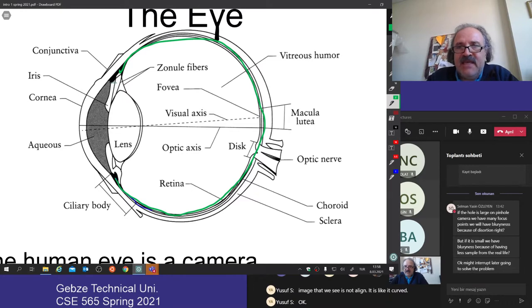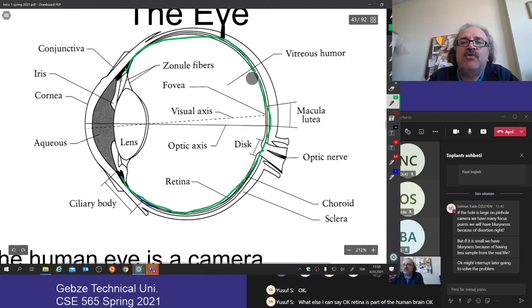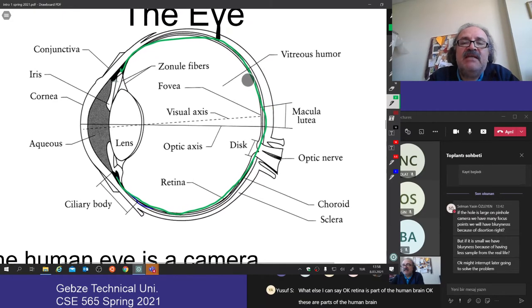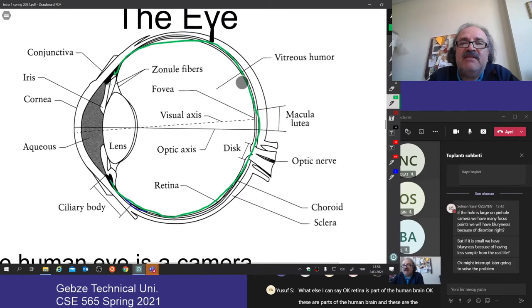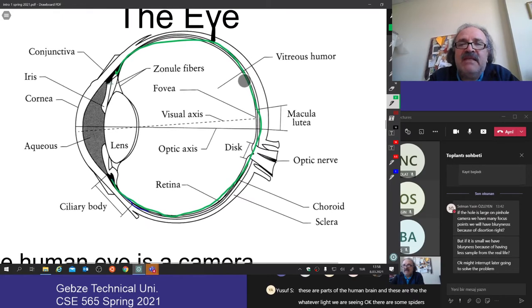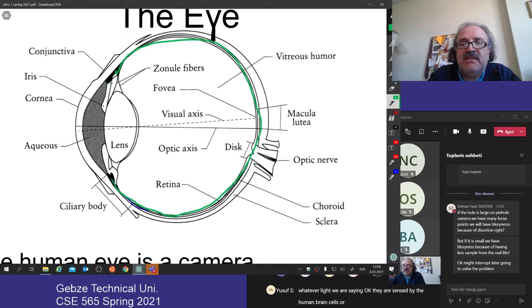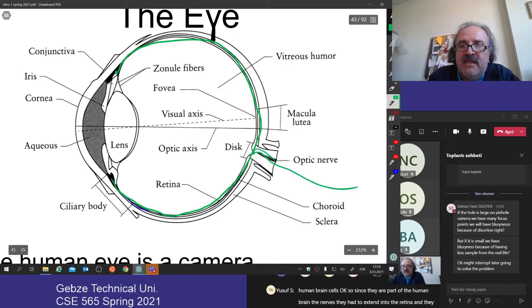What else can I say? The retina is part of the human brain. Whatever light we are seeing is sensed by the human brain cells. Since they are part of the human brain, the nerves have to extend into the retina, and they have to go to the brain like that. So there is an opening here.